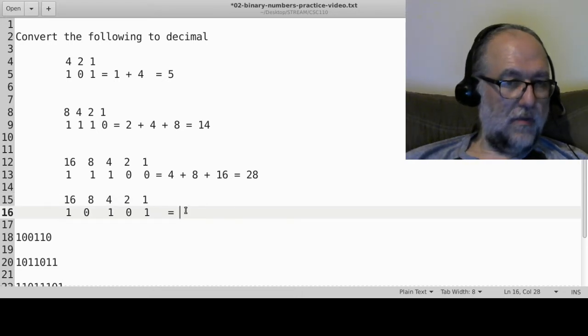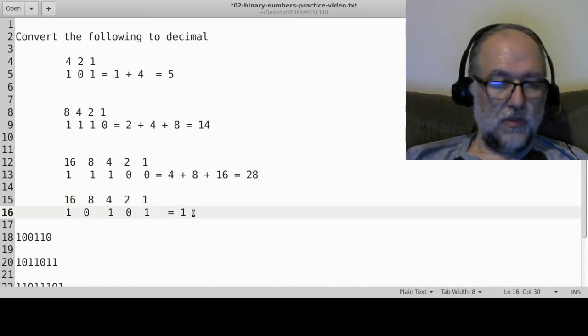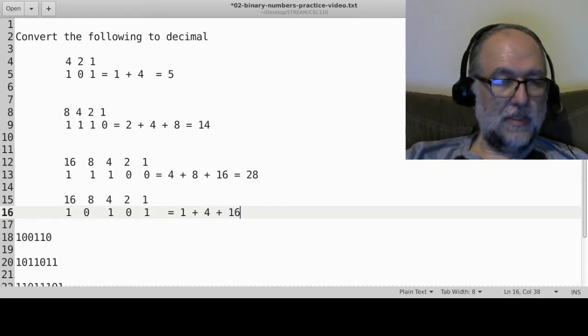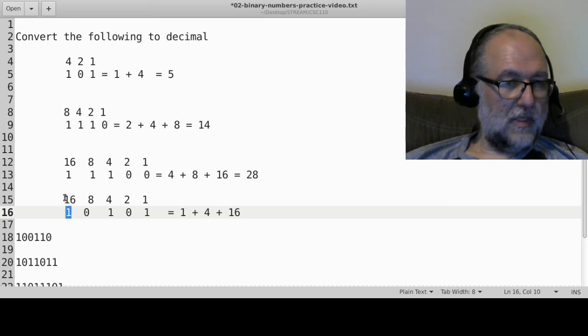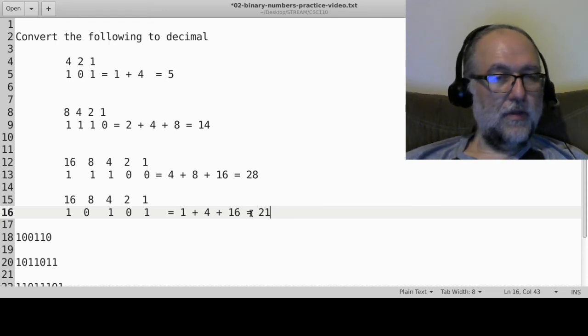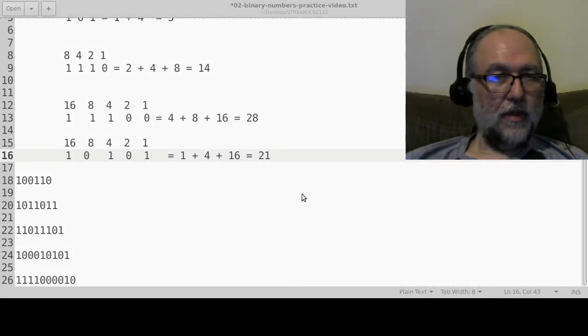Okay, so I have a 1, right? I have 1 in the ones column. I have a 0 in the twos column, so skip 2. I have a 1 in the fours column, so there's a 4. I have no 8s. I have a 0 in the 8s column, so skip 8. And then 16 like that, because I have a 1 in the 16s column. And so that's going to equal what? 21. All right, there you go, 21.